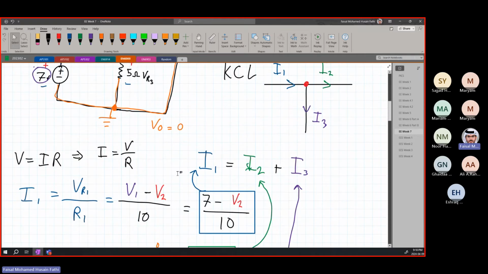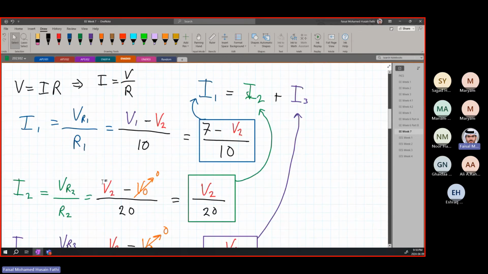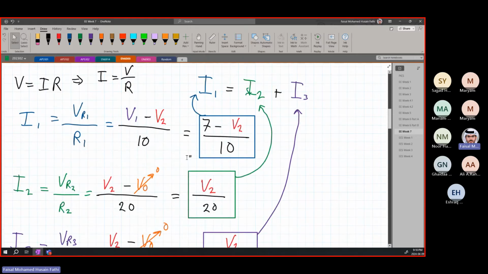Same thing you will do for I2 and I3. You look at the current direction, the polarity, and the voltage. For I2, for example, V2 here is minus V0. Why? Because this is given as the ground. The ground, again as a reminder, is usually assumed to be right under the negative side of the voltage source to simplify all your calculations.